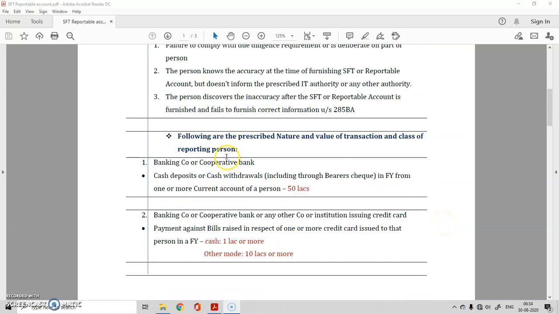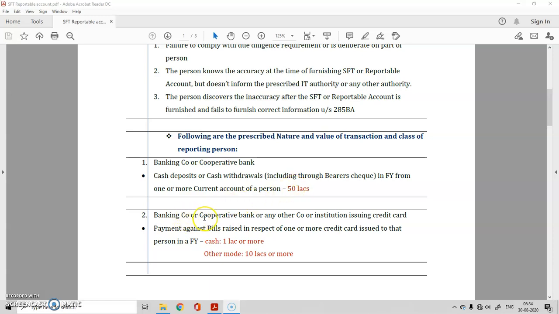Now further, following are the prescribed nature and value of transaction and class of reporting person. Here it is the class of reporting person. Here it is mentioned the nature of transaction and in here it is the value of transaction in every case. First, in case of banking company or a cooperative bank, cash deposits or cash withdrawals including through bearer cheques in a financial year from one or more current accounts of a person exceeding 50 lakh rupees.